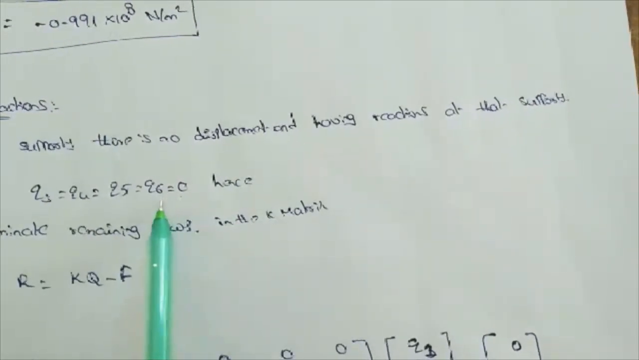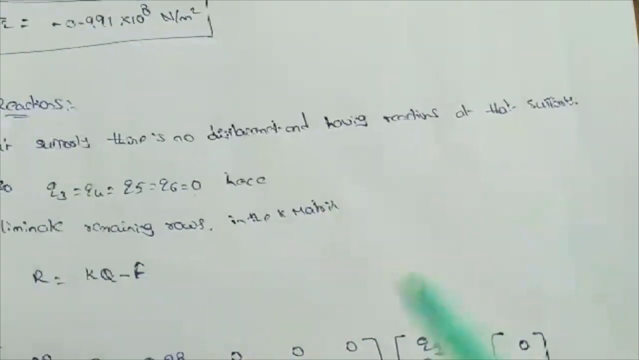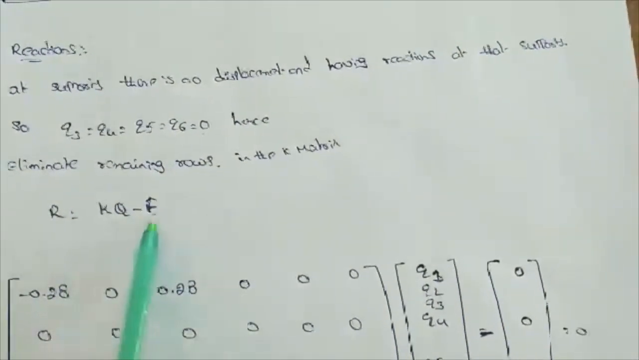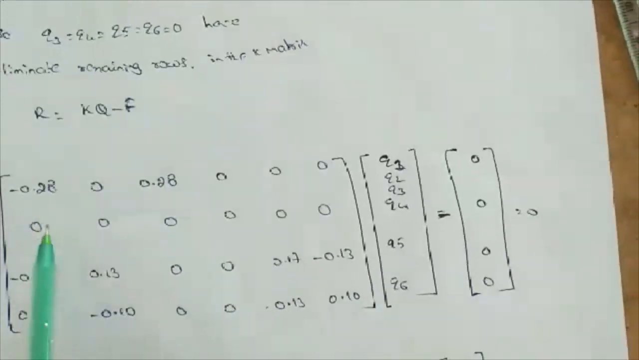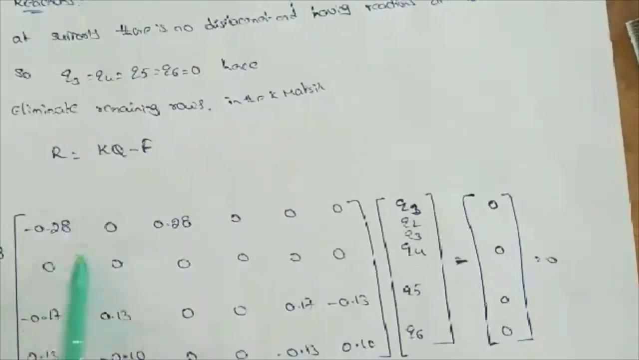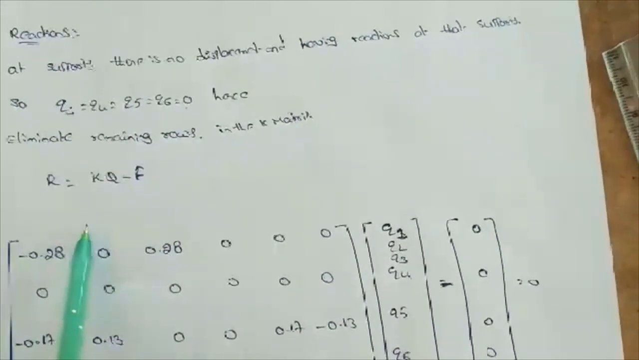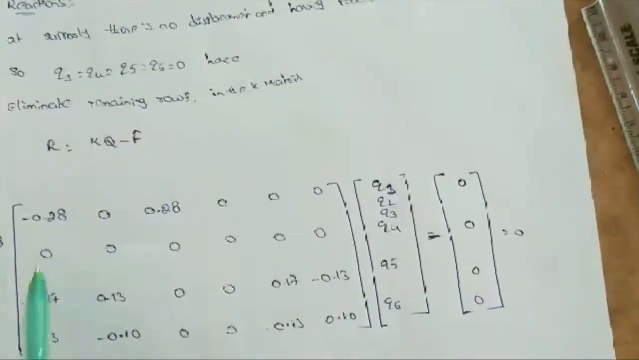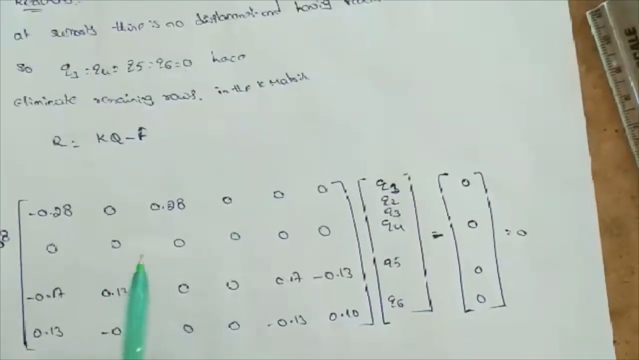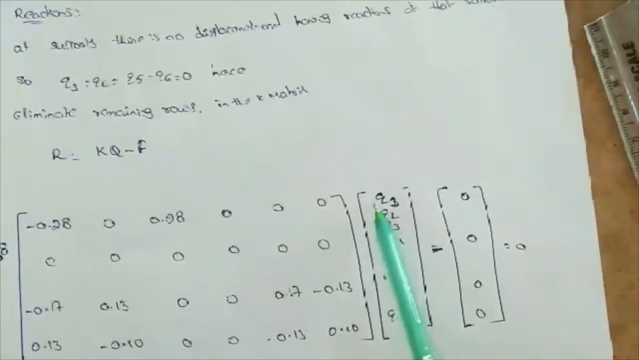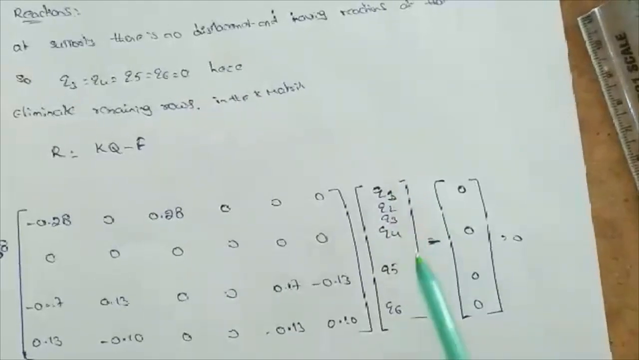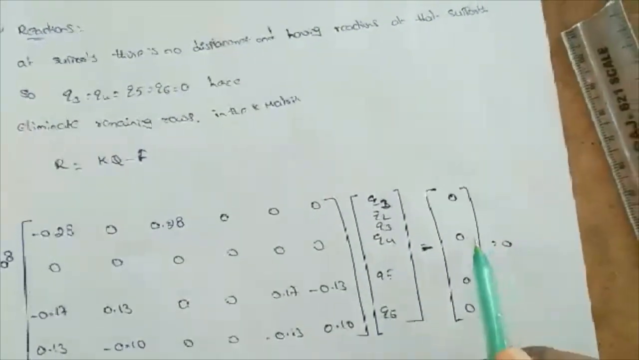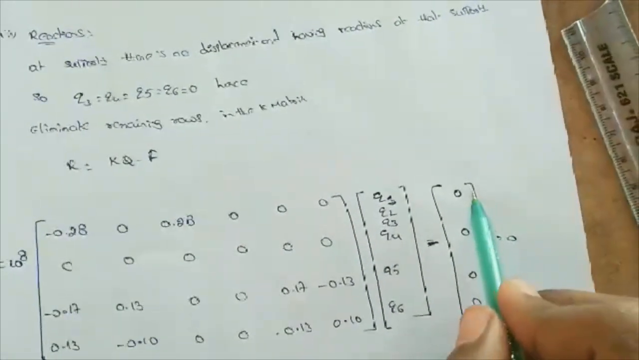The remaining rows in the K matrix were eliminated, so R equals KQ minus F. This is the reaction formula. The remaining rows are written here. This is the K matrix: after eliminating the first and second rows, the remaining rows 3, 4, 5, 6 form the K matrix, and this is the Q matrix. In the Q matrix you keep all the values Q1, Q2, Q3, Q4, Q5, Q6. Then in the F matrix you keep F3, F4, F5, F6.